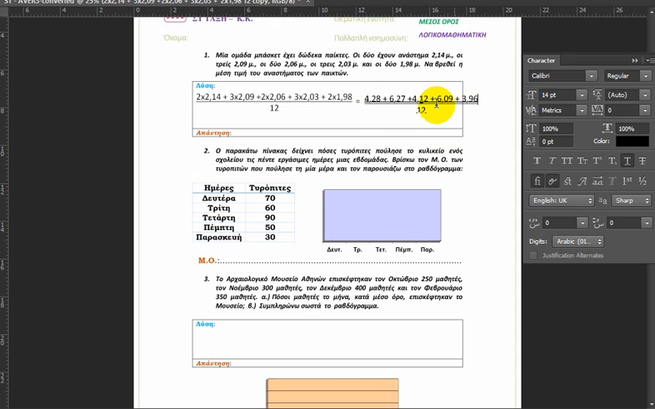I'm not going to rewrite it again because I don't have any room, but you can see what I'm doing. If you need to look more closely, just pause the video to see how I did each of the multiplications first. So here we want to do 4.28 plus 6.27. This would give me 10.55. Plus 4.12. You can do these vertically if you need to. 10.55 plus 4.12 would give me 14.67.